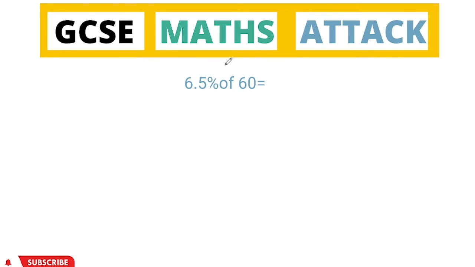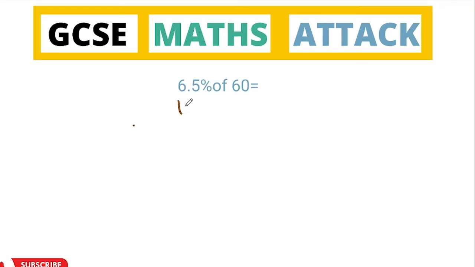Now we can see that this question has a decimal place. So how are we going to answer this question? The first thing we need to do is work out 10% of 60. 10% of 60 is 6. But we need to get our answer to 6.5. Now, the next thing I will need to do is work out 1%. How can I go from 10% to 1%?